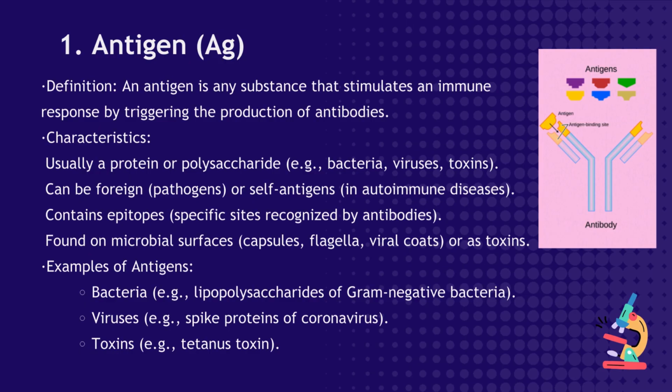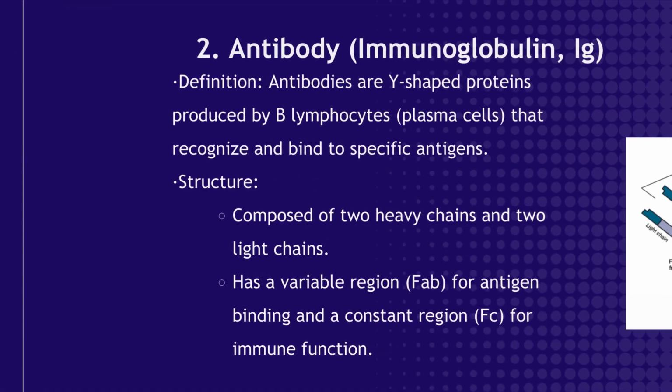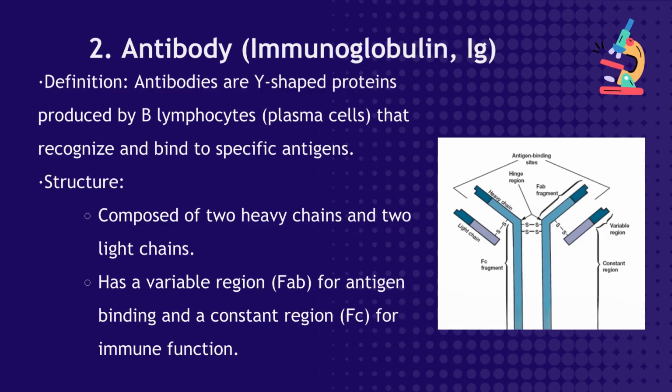Examples of antigens: bacteria, e.g. lipopolysaccharides of gram-negative bacteria. Viruses, e.g. spike proteins of coronavirus. Toxins, e.g. tetanus toxin. Antibody (immunoglobulin), definition: Antibodies are Y-shaped proteins produced by B lymphocytes (plasma cells) that recognize and bind to specific antigens.